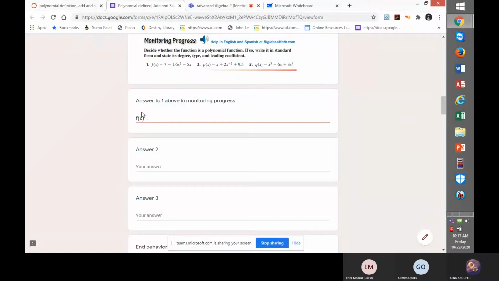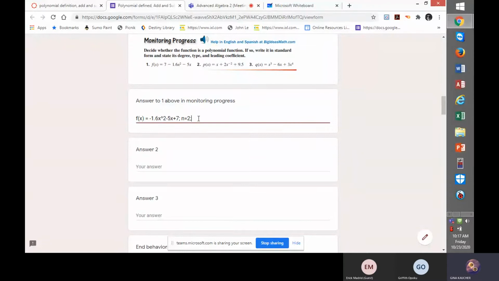So the highest power you see in number 1 is the 2. You want to start with -1.6 x to the power of 2. And then next you see the linear term, which is -5x. And then you see the constant, which is +7. Okay, so now it's in order in standard form. State its degree. So if your highest power is 2, you have a quadratic, and it's n equals 2.